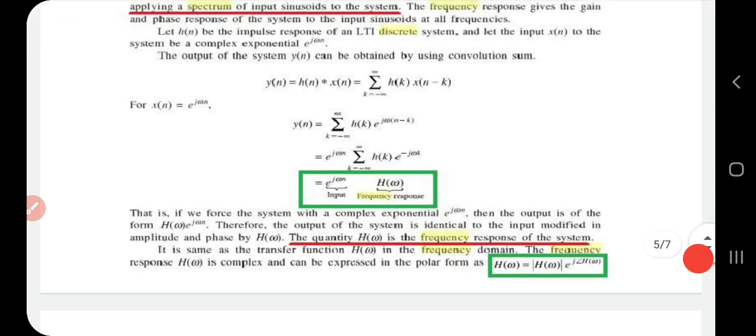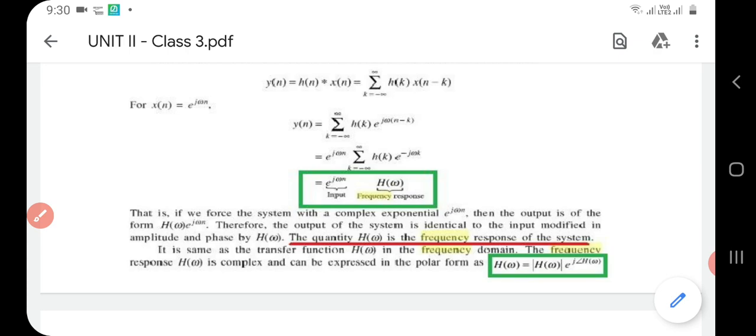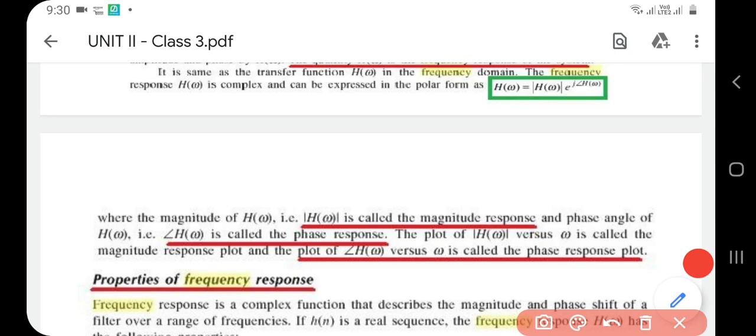Now this particular H of omega can be written in polar form as this. This is the polar form representation of the frequency response H of omega. In that you can see modulus of H of omega. That particular quantity is called the magnitude response. It is discussed in the coming sessions. The modulus of H of omega is called the magnitude response, whereas the quantity angle of H of omega is called the phase response. Now the plot of magnitude response, that is modulus of H of omega versus omega, is called the magnitude response plot, whereas the plot of phase response versus omega is called the phase response plot.